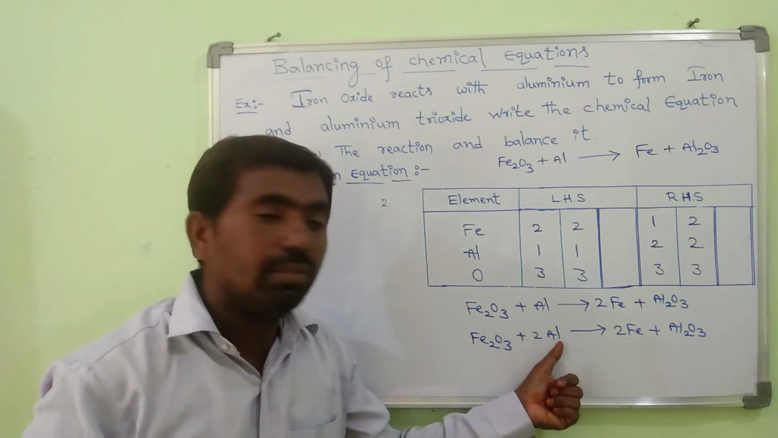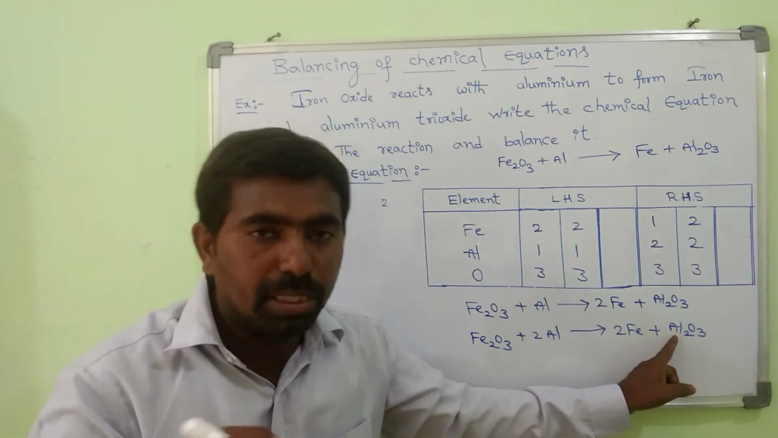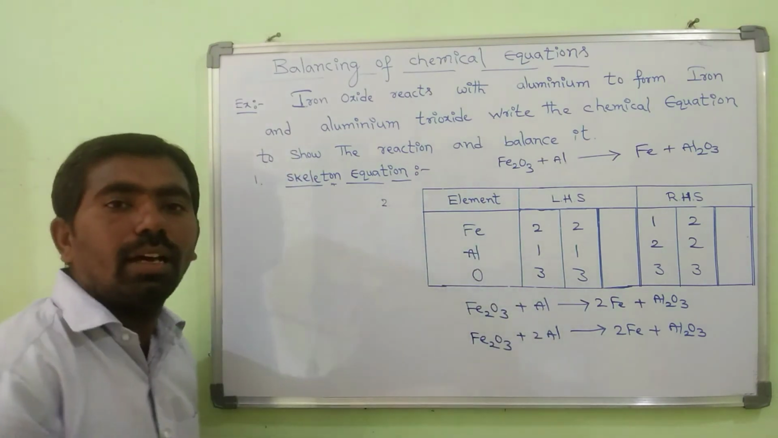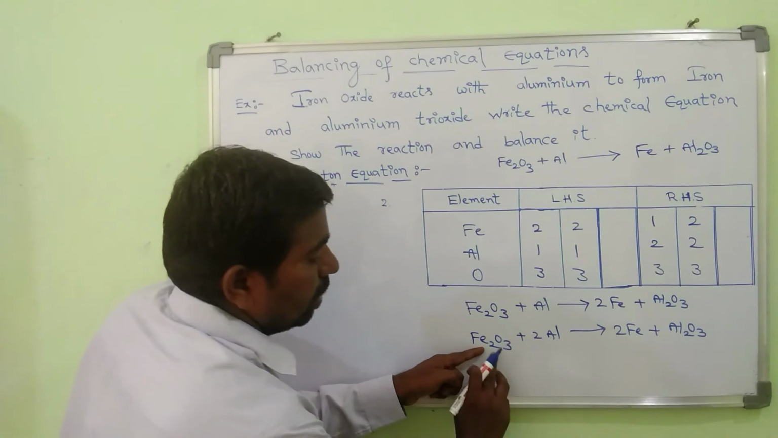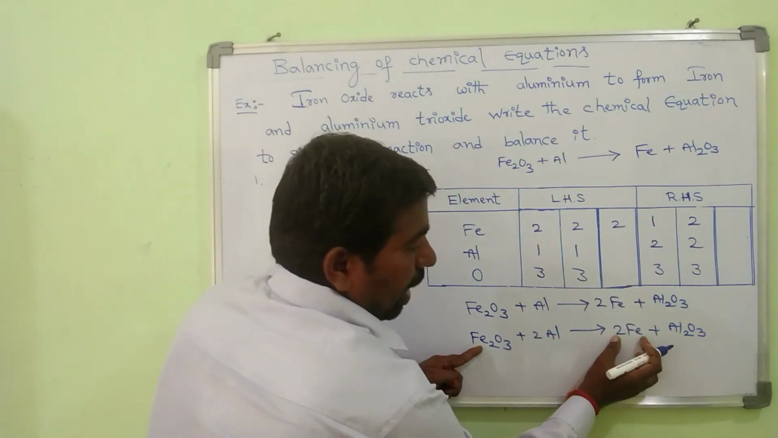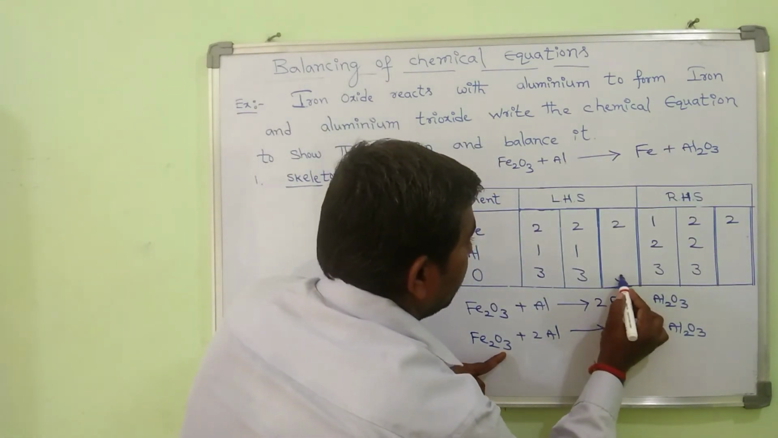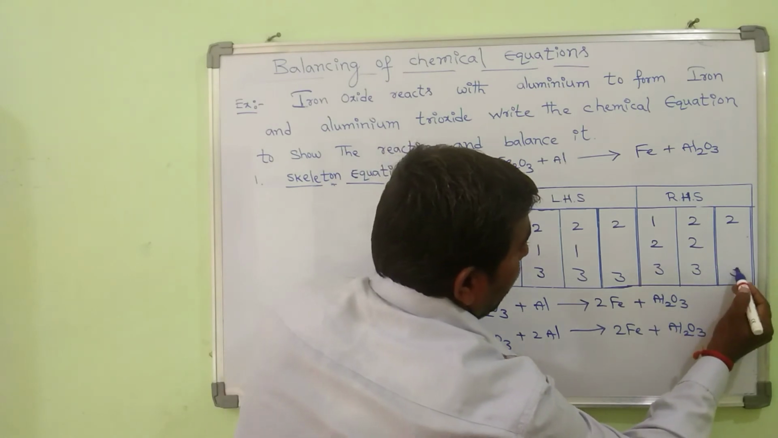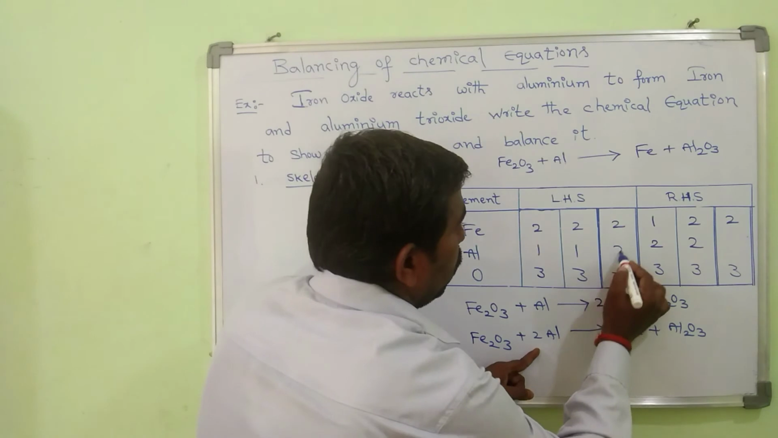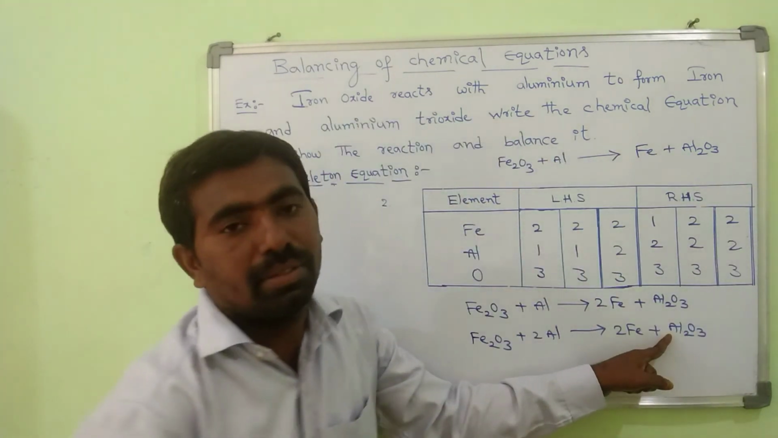So 2 into 1, in the left side 2 aluminium atoms are there. Already in the right side 2 aluminium atoms are there. Now the aluminium atoms are balanced. Again I am comparing the elements. In this equation iron atoms are 2 in the left side, and in the right side iron atoms also 2. Oxygen atoms 3 in the left side, 3 in the right side. Aluminium atoms in the left side, the reactant side, 2 are there. In the right side Al2 means 2 aluminium atoms are there.